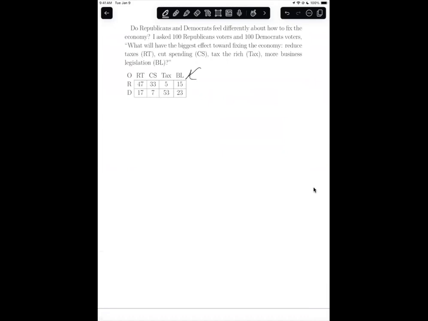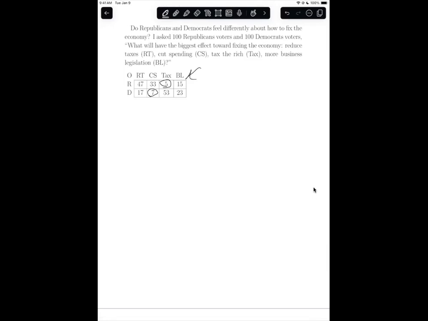This 5 right here means that of the 100 Republicans, because it's in the Republican row, 5 of them want to tax the rich. And then similarly, we have 7 right here. Of the 100 Democrat voters in that sample, 7 of them want to cut spending. We've talked about frequencies before, and these are now just the observed frequencies.